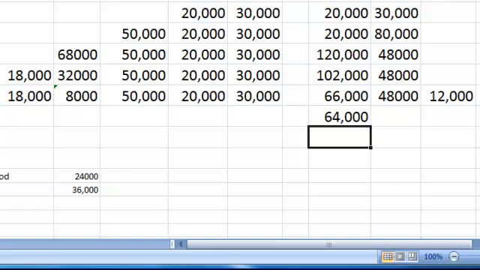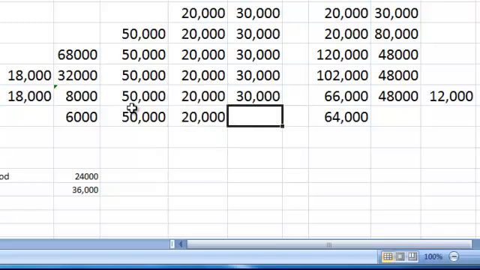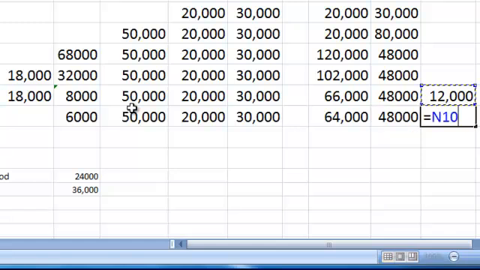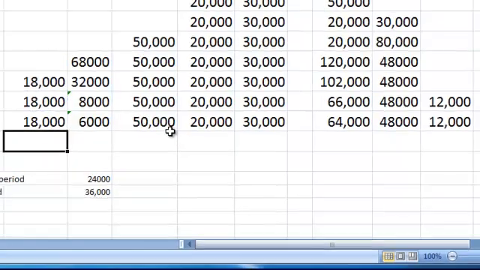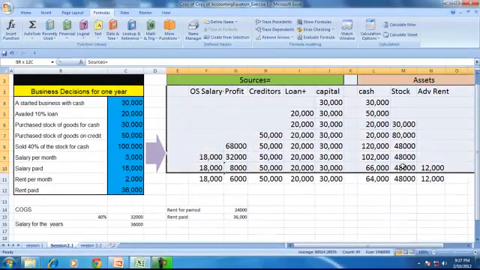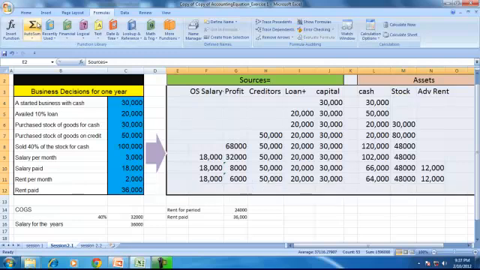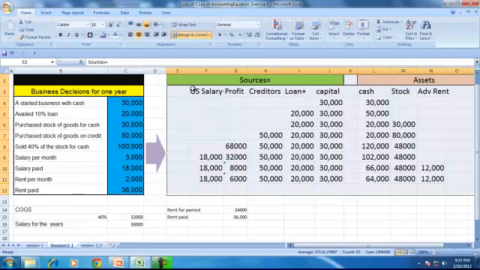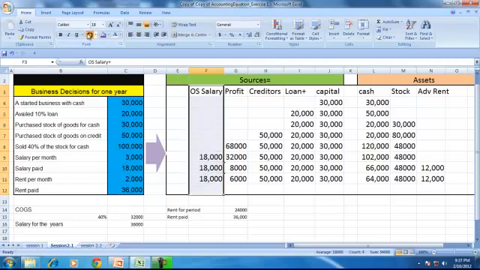2,000, because it is 10% on 20,000 for a year, which is 2,000. And as a result, your profit will come down by 2,000. No other change: no change in the capital, no change in the stock, no change in the advance rent, and no change in the creditor or outstanding salary. So the accounting equation is ready.